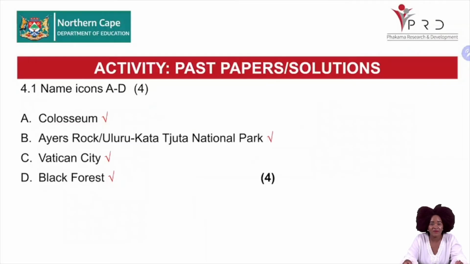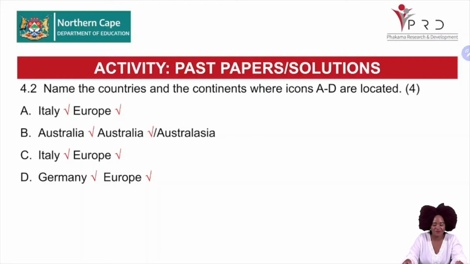Icon C is Vatican City. And icon D is the Black Forest. So I want to believe that you managed to get the 4 marks, grade 12 learners. It was such an easy activity to do. So you got your 4 marks, I want to believe. Now let us move to another activity.